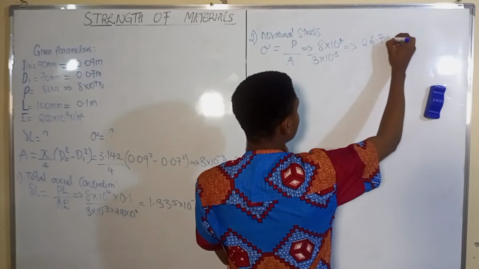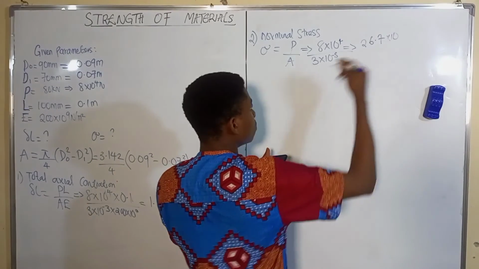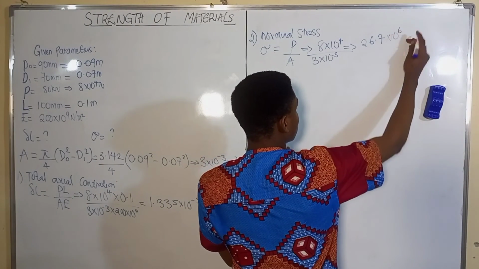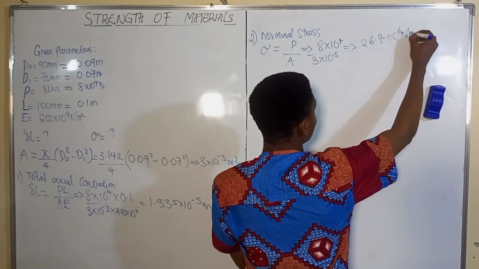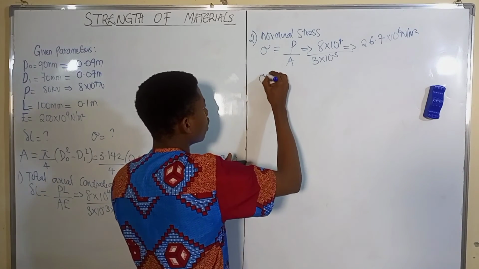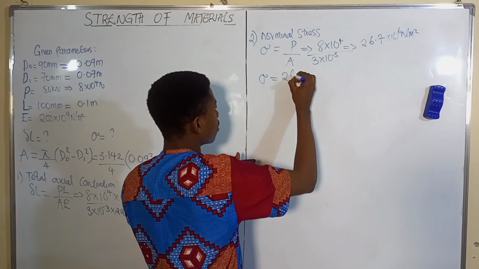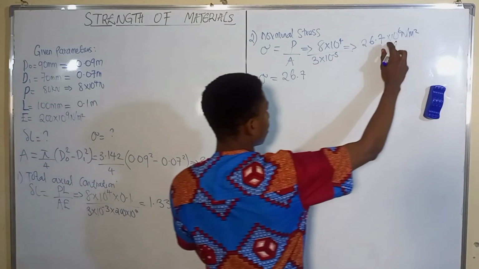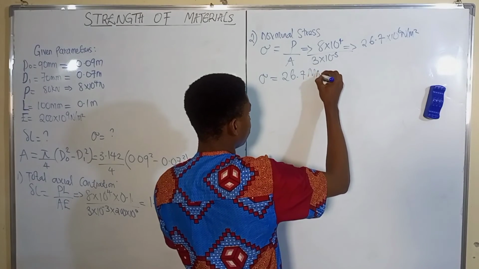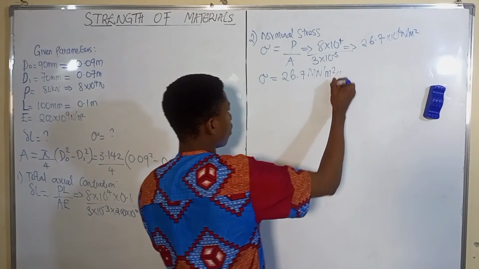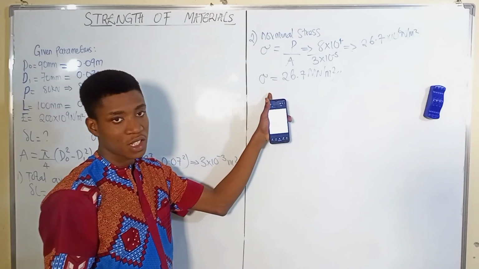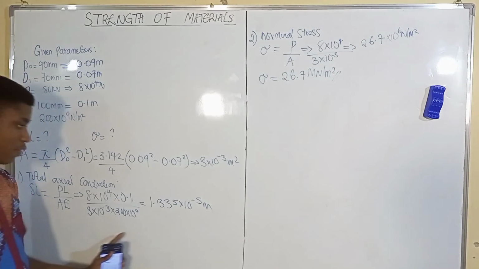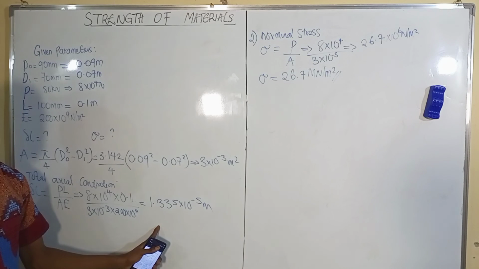26.7 times 10 raised to the power 6 Newton per meter square. So we can therefore give our stress as 26.7, 10 raised to the power 3 is what? Mega Newton per meter square. Very, very important. So this is the value for the nominal stress, and this is the value for the total axial contraction.